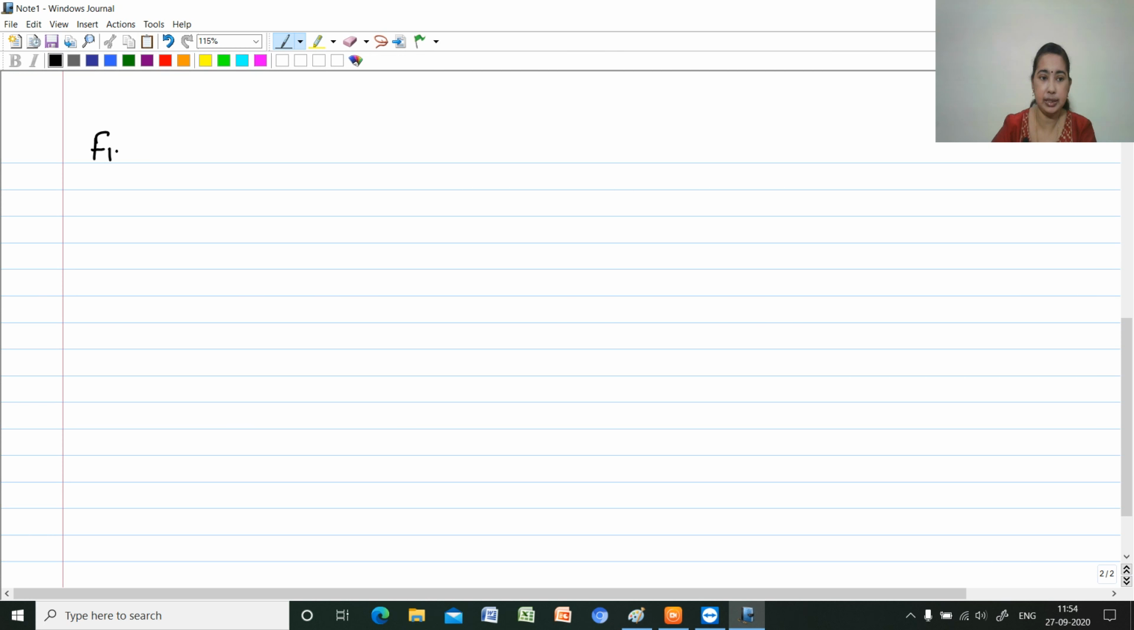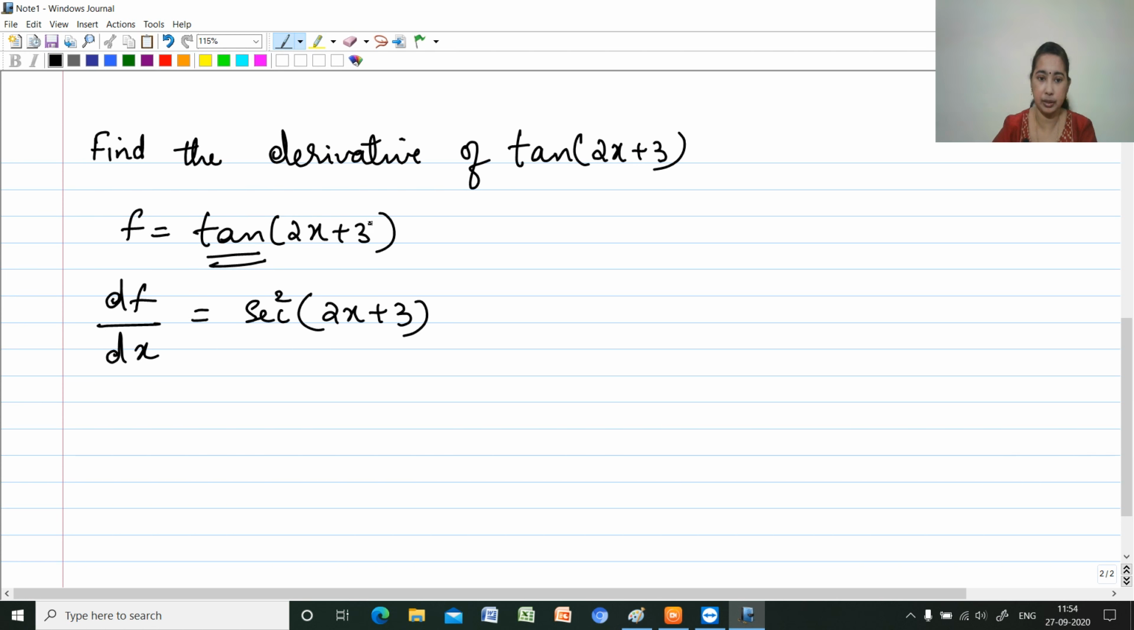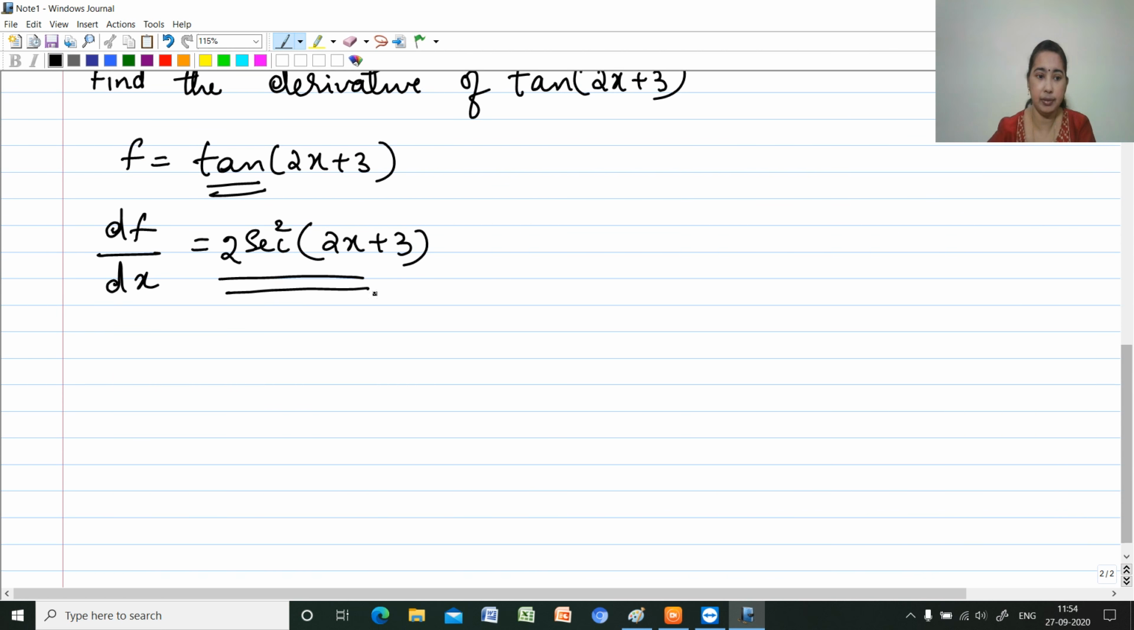Differentiate, or find the derivative of, tan of 2x plus 3. So let the function be f equals tan of 2x plus 3. So df by dx is equal to the derivative of tan, which is sec square. So sec square of 2x plus 3. Then the inside part: what is the derivative of 2x plus 3? It is 2. So multiply by that 2. So that is the answer. That way you can differentiate, and that will be easier for you.